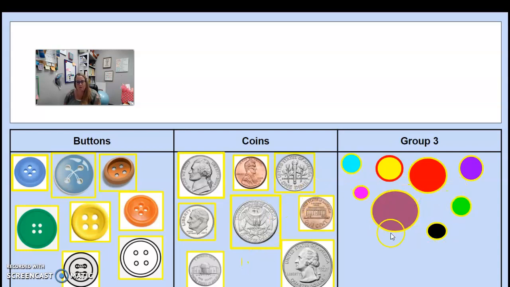And what about this one? What are these? What shape is this? We've been talking about shapes for a long time now. What shape is this? That's right. They're all circles. Some of them might be a little more oval, but they're circles.